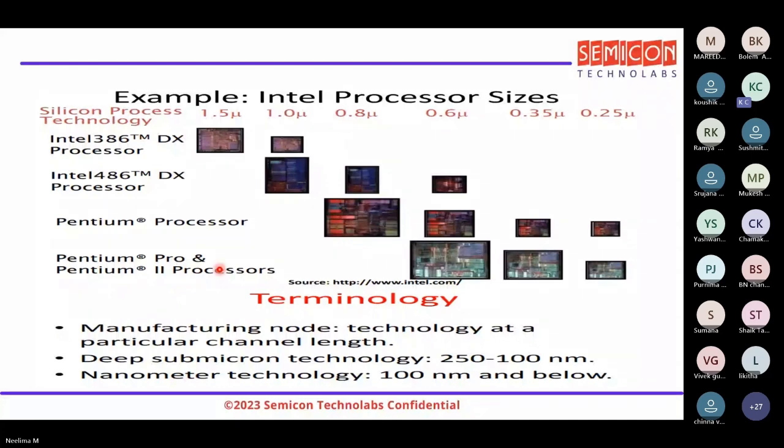And you might be wondering, I mean, those who are not aware of what these numbers are, right? These numbers are nothing but manufacturing node. The above numbers 1.5, 1, 0.8, 0.6, 0.35, 0.25. We call this as manufacturing node. Okay, technology at a particular channel length, right? Okay, deep submicron technology 250 to 100 nanometer, nanometer technology 100 nanometer and below. All right. So this terminology is nothing but manufacturing node.